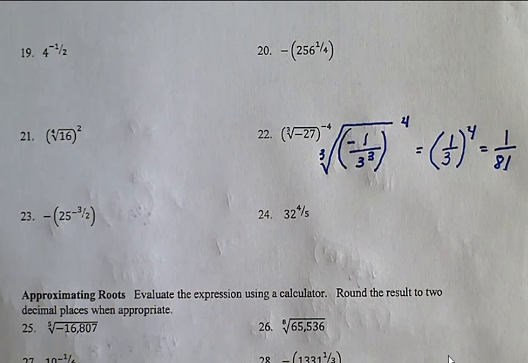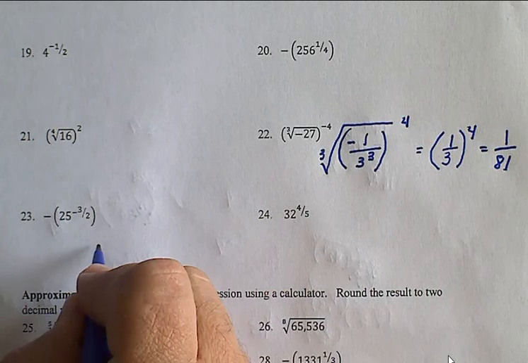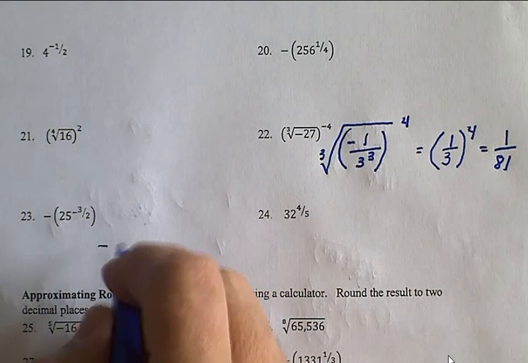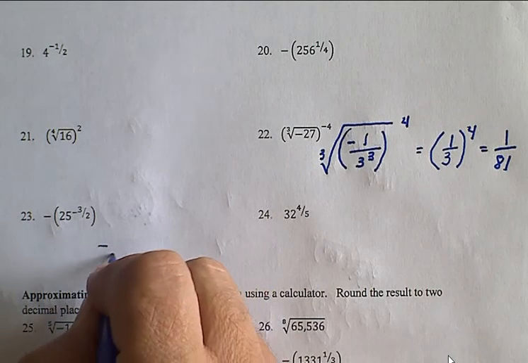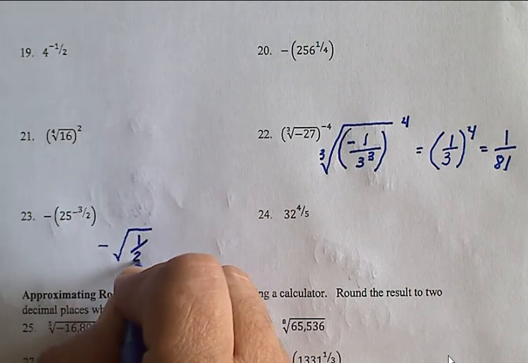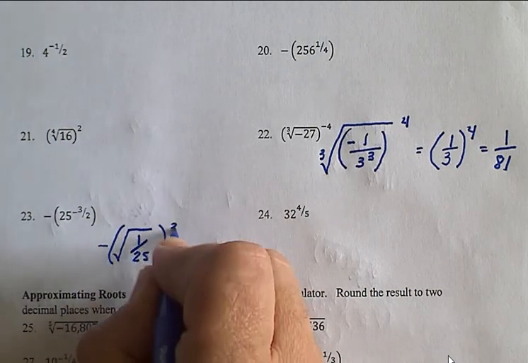Okay, on number 23, similar. The negative's out in front. The reason the negative has to be out in front this time is if the negative is on the inside, we're doing square roots this time, and we can't take a square root of a negative in the real number system. So by moving it outside, I can still do it. This is going to be the square root of 1 over 25, and that's going to be raised to the third power.